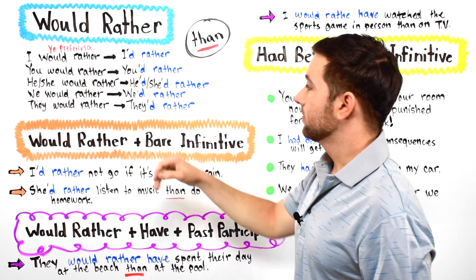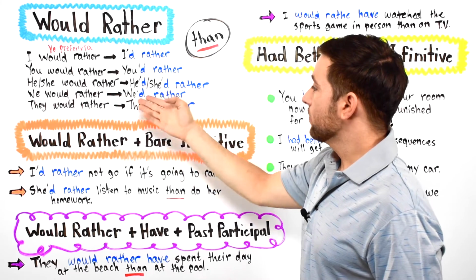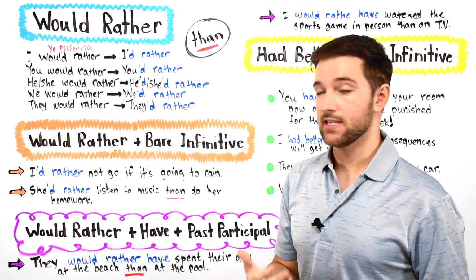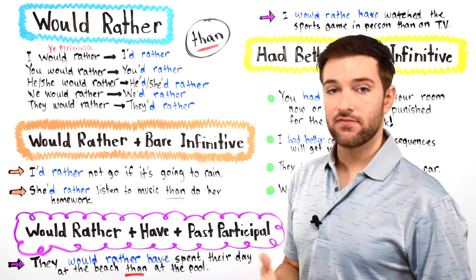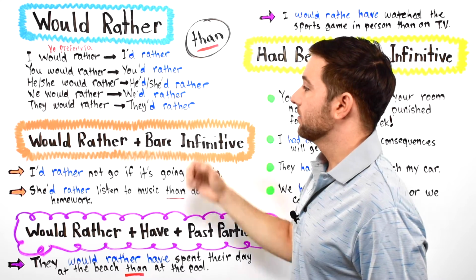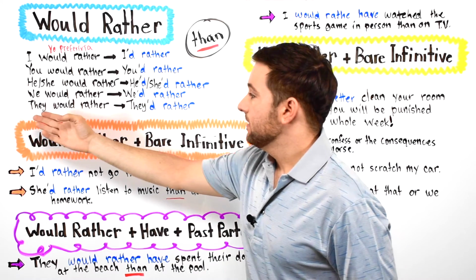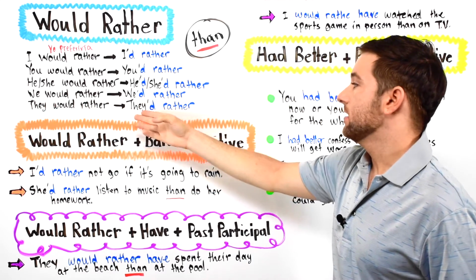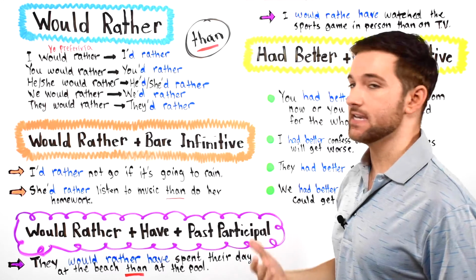You would rather, you'd rather. Tú preferirías. He would rather, he'd rather, okay, él preferiría. She would rather, she'd rather, ella preferiría. We would rather, okay, we'd rather, nosotros preferiríamos. Y por último tenemos they would rather, okay, they'd rather, ellos preferirían.